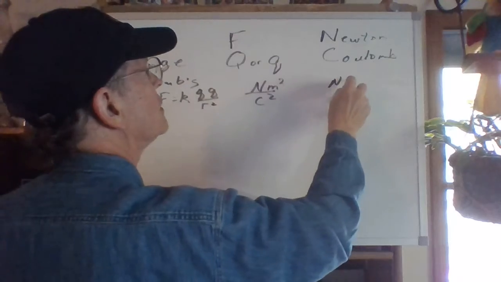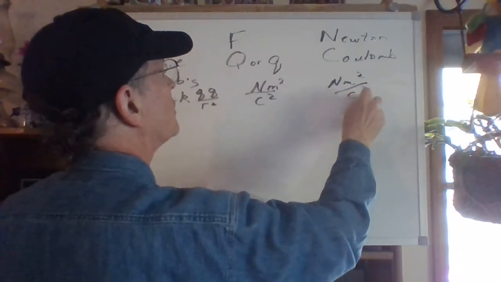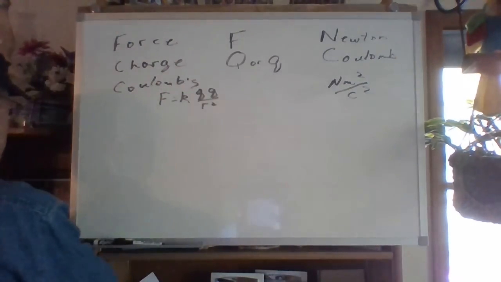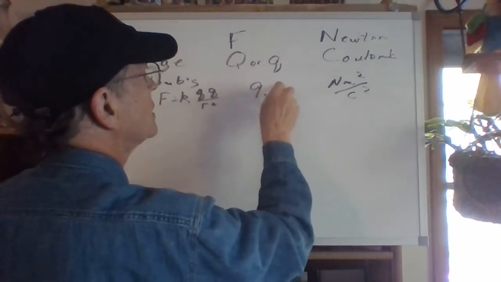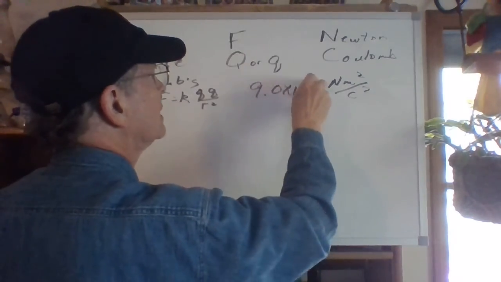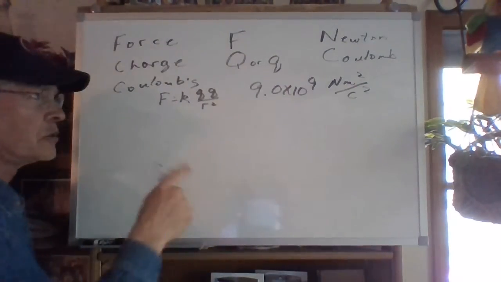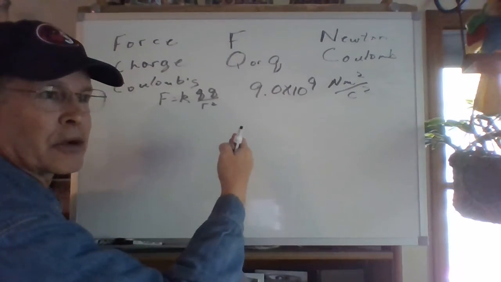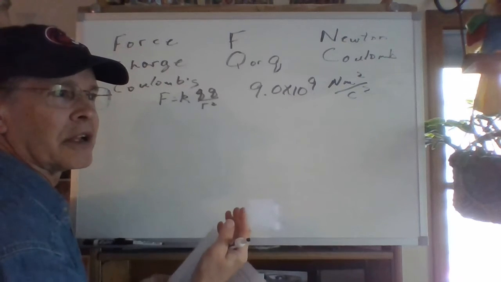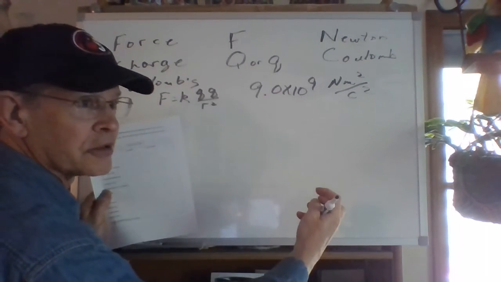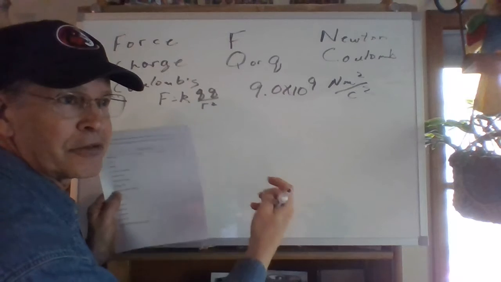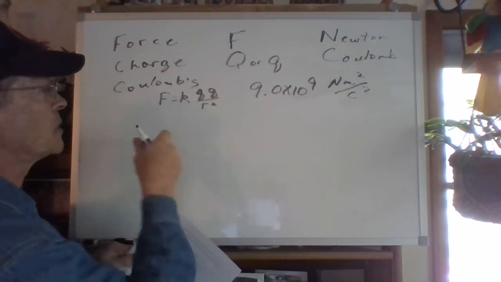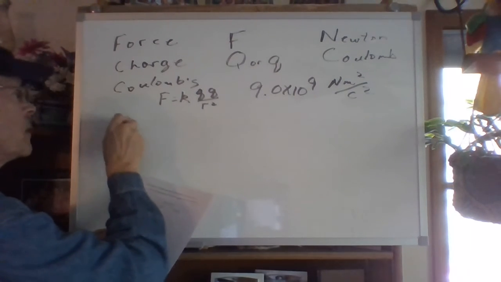The actual numerical value for it is 9 billion, 9 times 10 to the 9th, newton meter squared per Coulomb squared. All right. That, of course, is kind of like the gravitational constant. We can use it to calculate the force of attraction or repulsion, because electricity has two flavors of charge, between two charges.